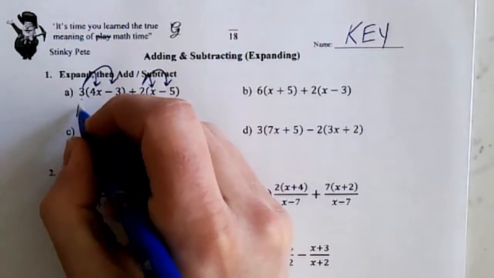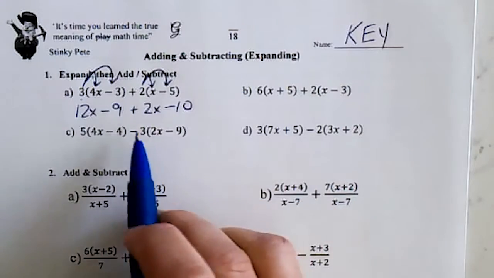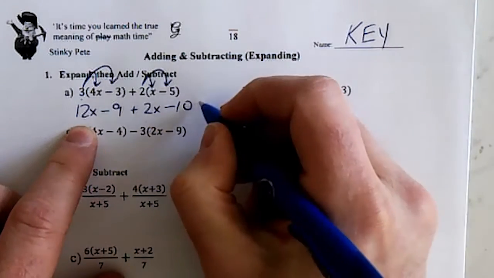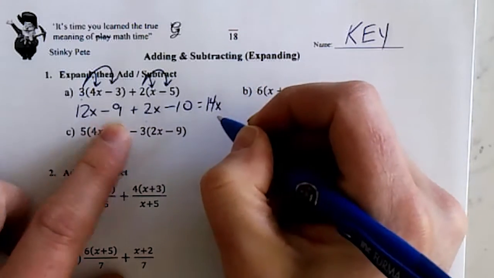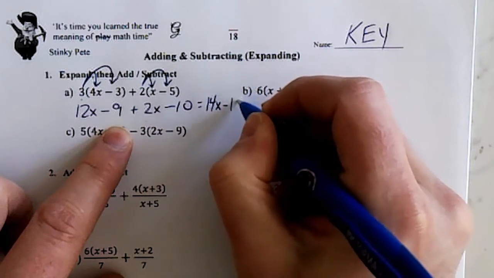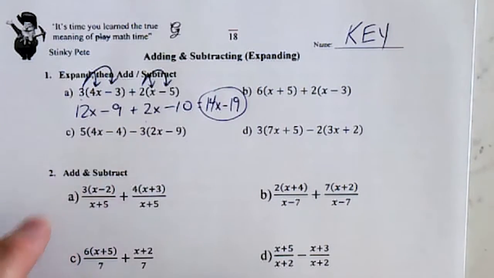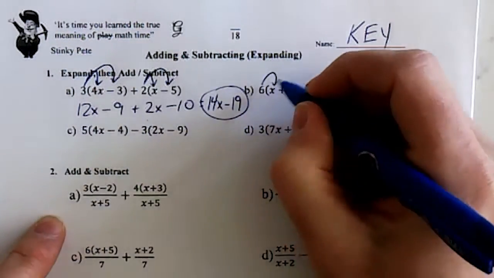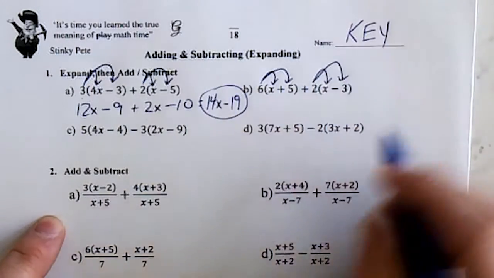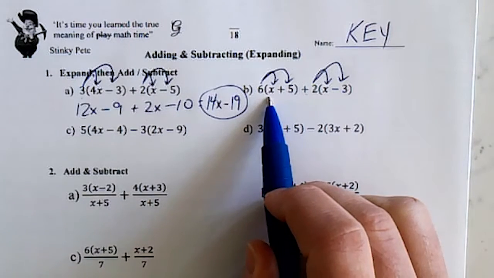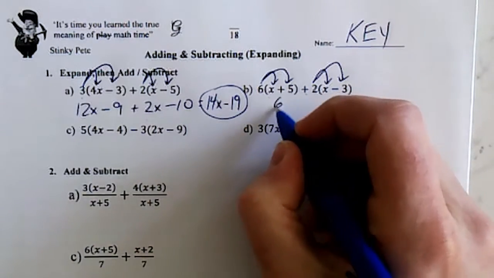So once I get rid of the brackets, then I can look for like terms. 12 plus 2, minus 9, minus 10. Same thing. And just a reminder, we cannot add until the brackets are gone. BEDMAS, brackets first. So I get 6x plus 30.